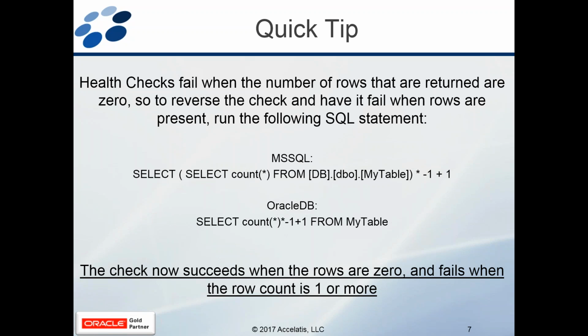So if you want to flip-flop that, you can structure your SQL statement in such a way that when it comes back with 0 rows, you get a positive integer, a 1, which will make it pass. And then if there's any rows in the table, using this little calculation, it'll come back with some number that's less than 0, so that the health check will fail. So again, this is a quick way to flip-flop the logic. And you can do all kinds of math with these numbers if you want. You can do tons of stuff.